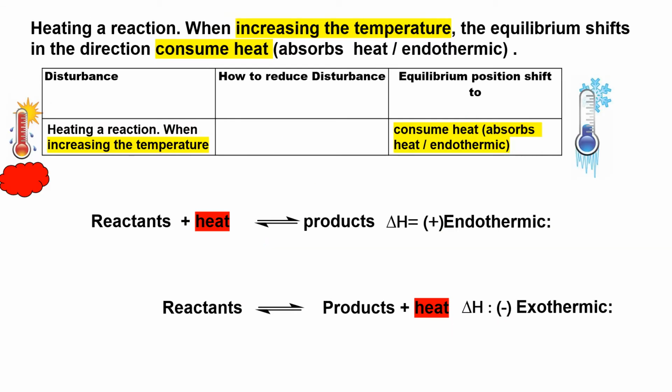Okay, the next example is heating the reaction. So that means increasing the temperature. So this is called a disturbance, heating the reaction. So the temperature increases, so you must reduce the temperature. So how do you reduce the temperature? You must consume the heat.